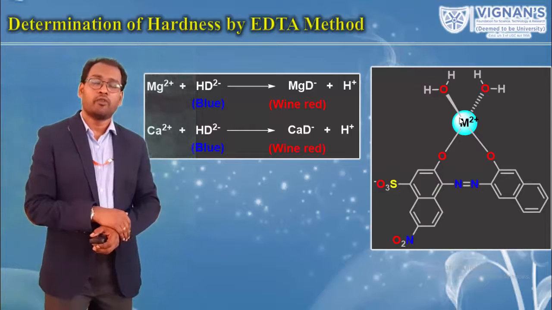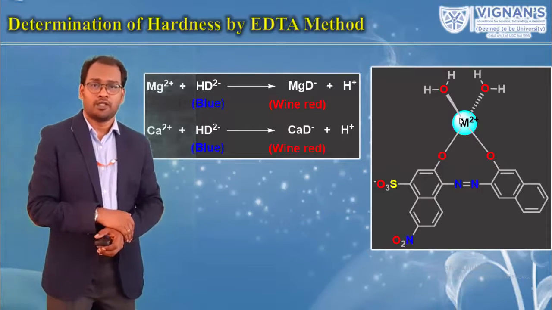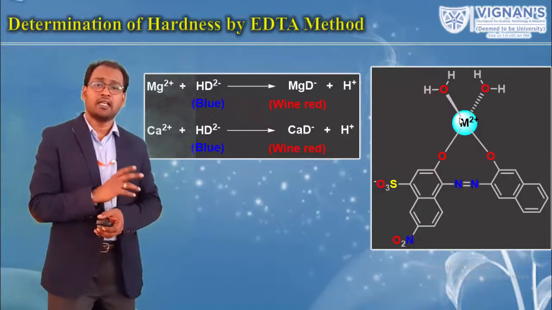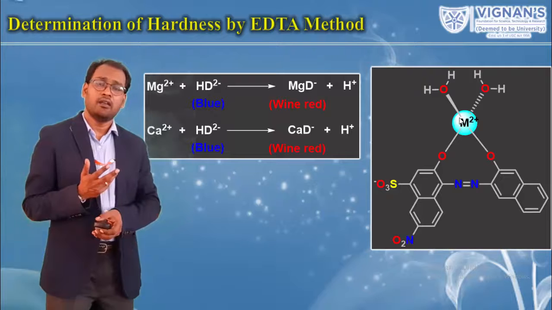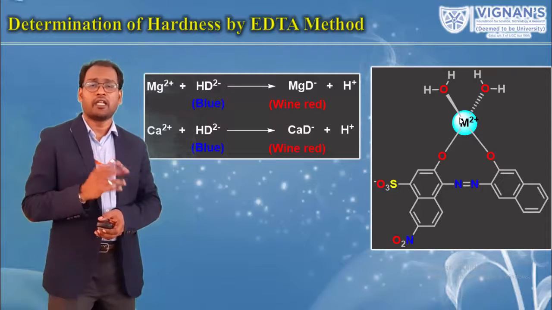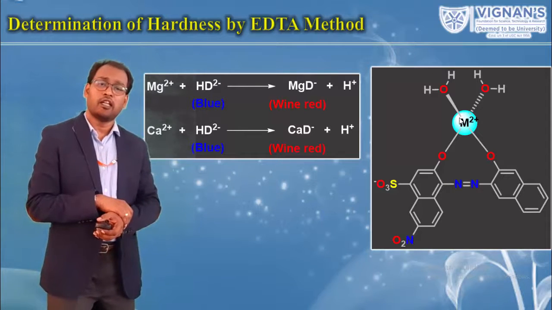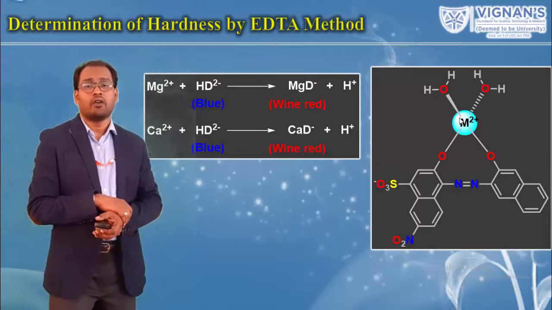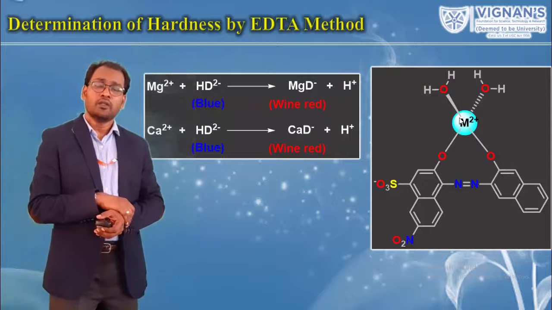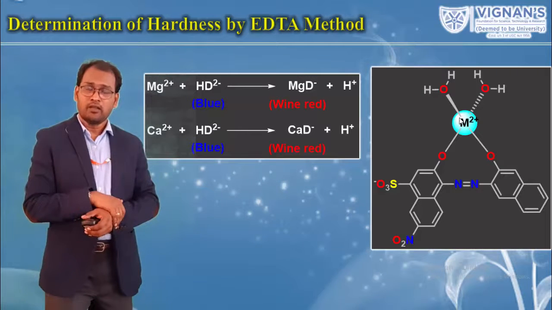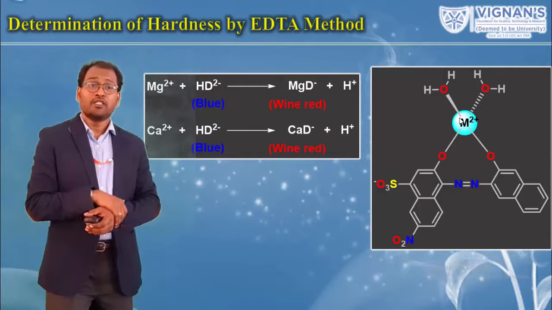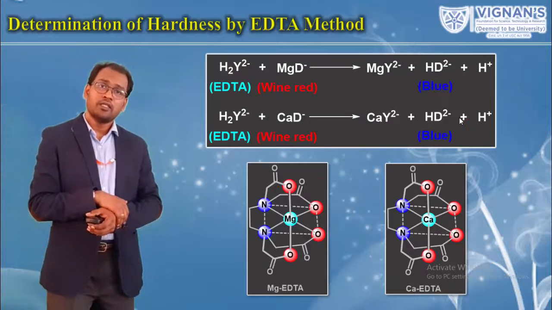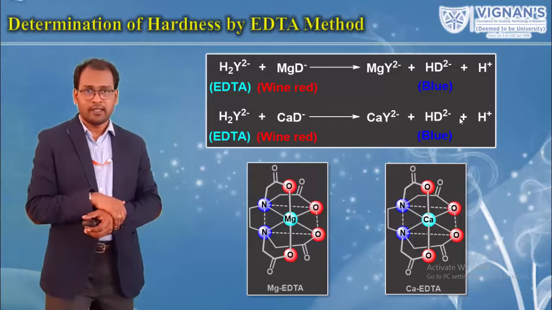It is common for both calcium as well as magnesium. And as I said, the anion of EDTA will have 6 ligating groups, and these 6 ligating groups, when they come in contact with metal, form a complex. This we already saw. This wine red complex is not that stable. There will be stability for every complex, and this wine red complex is not that stable.